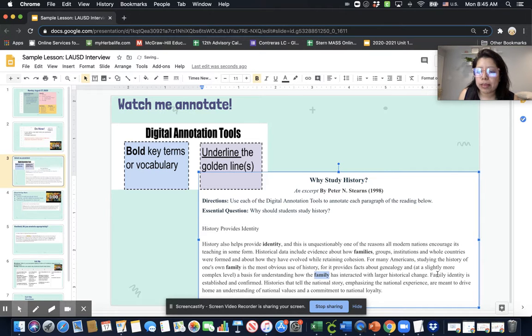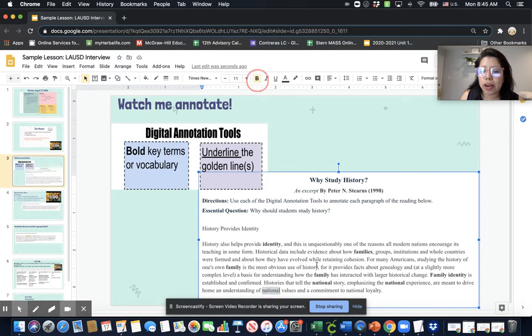Family. And even the word identity occurs one more time, and I'm going to bold that. Let's go ahead and read the last. Histories that tell the national story, emphasizing the national experience, are meant to drive home an understanding of national values and a commitment to national loyalty. So the word national is used over and over again. I'm going to go ahead and bold that word.